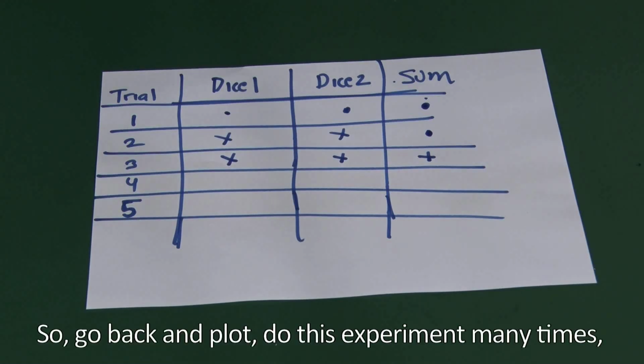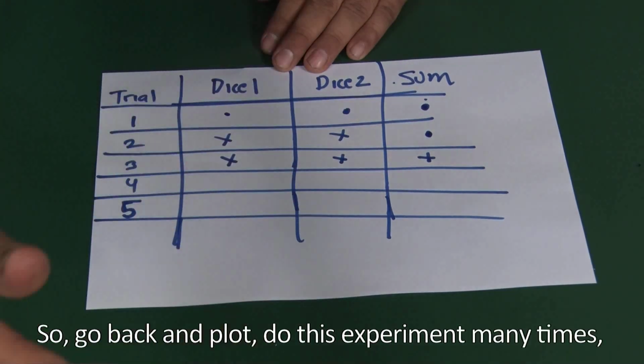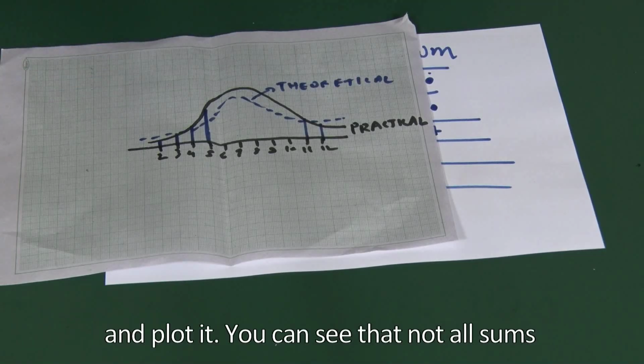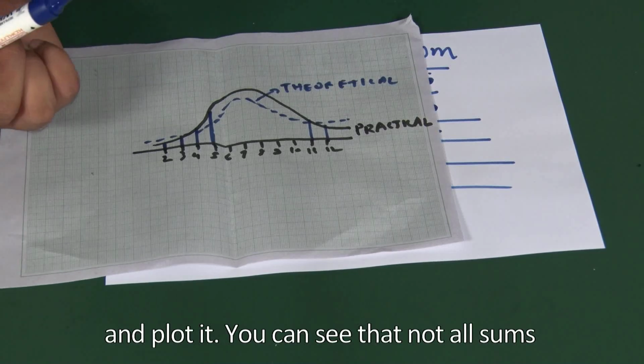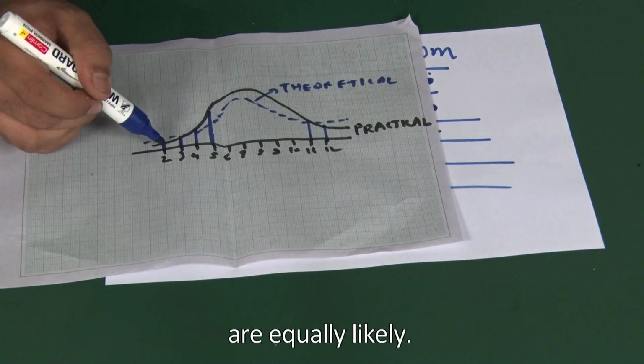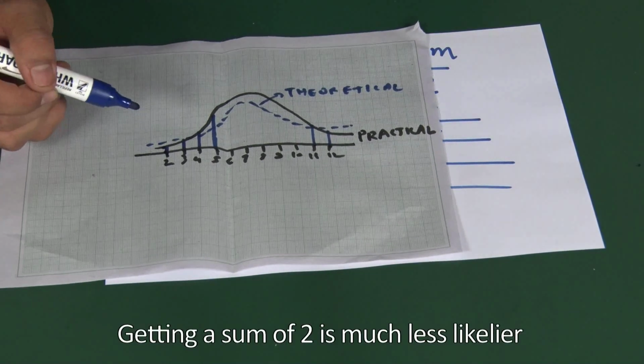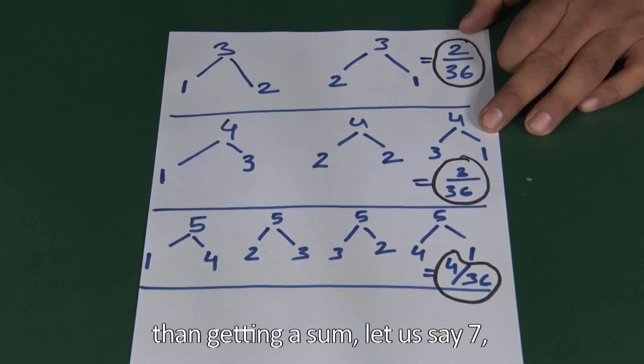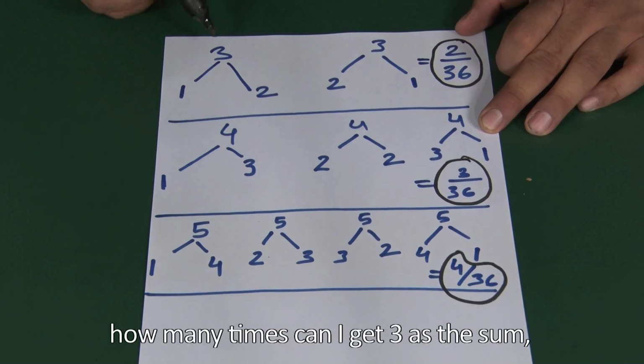So go back and do this experiment many times and plot it. You can see that not all sums are equally likely. Getting a sum of 2 is much less likely than getting a sum of, say, 7. So now the question is, how many times can I get 3 as the sum?